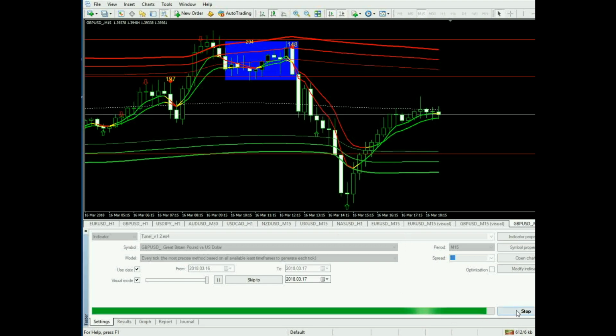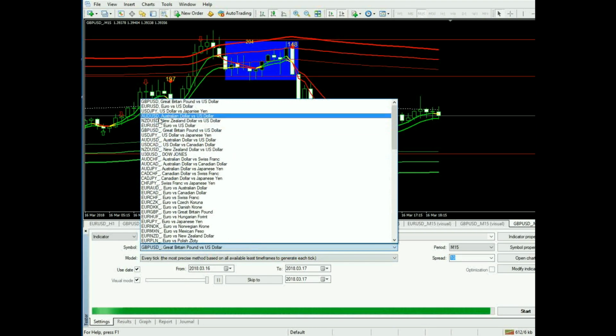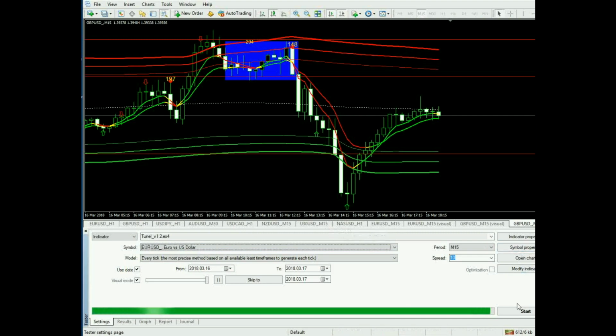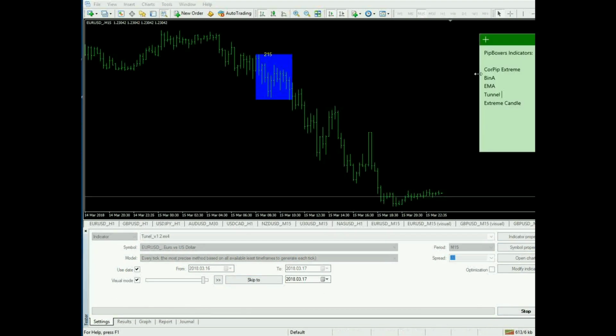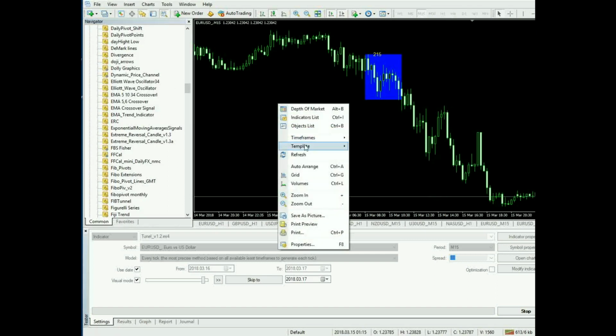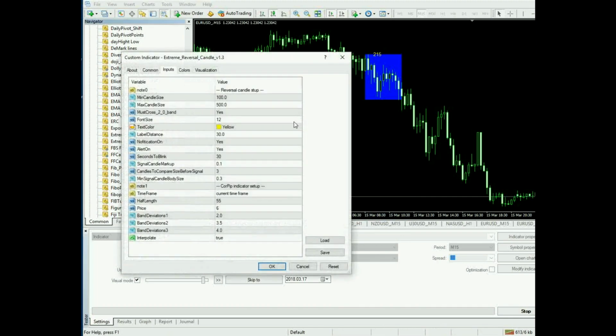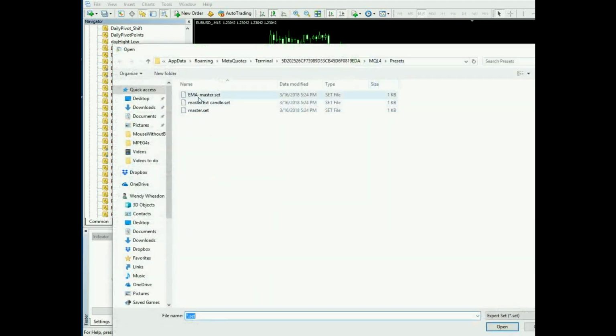Okay, right now I'm going to stop it and I'm going to change a pair. I'm going to go to euro. Euro is here. Now we're going to start again. Time, Corpip Extreme. We are changing the template. I tried to use the template like a master tester, but it doesn't work, so I don't know why. So I have to go again, extreme candle, and we go extreme candle.